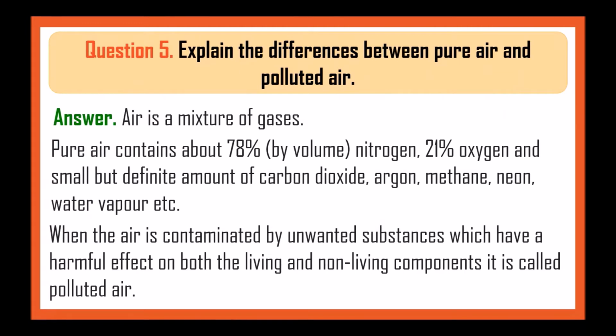Next, explain the difference between pure air and polluted air. Air is a mixture of gases. Pure air contains about 78% by volume nitrogen, 21% oxygen, and a small but definite amount of carbon dioxide, argon, methane, neon, water vapor, etc. When the air is contaminated by unwanted substances which have a harmful effect on both the living and non-living components, it is called polluted air.